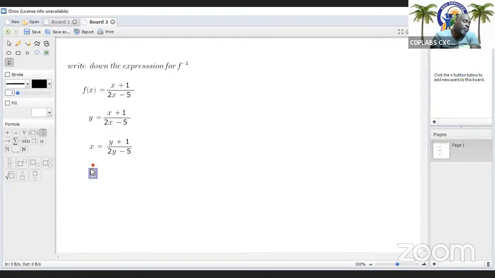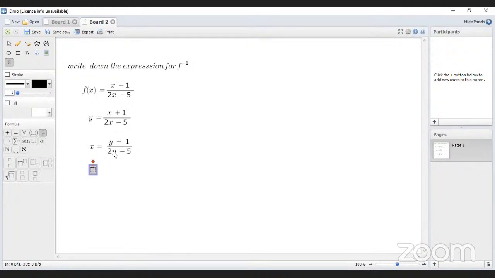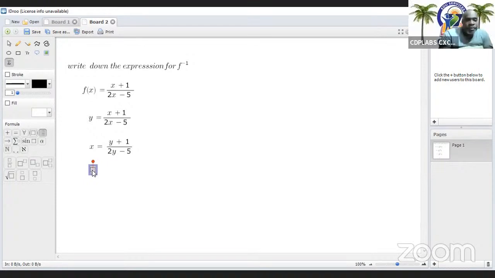Where is the solve for y now? All right, so we'll solve for y now. But first, you have to cross multiply. So you will solve for y. Therefore, x will be multiplied by the denominator, right? So x bracket, the denominator is 2y minus 5, equal to y plus 1.